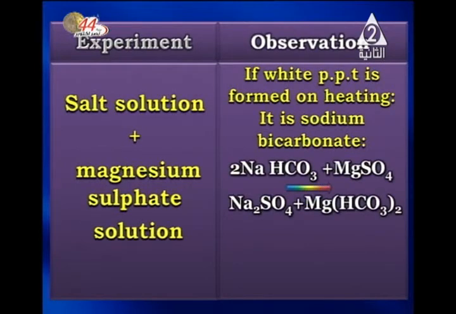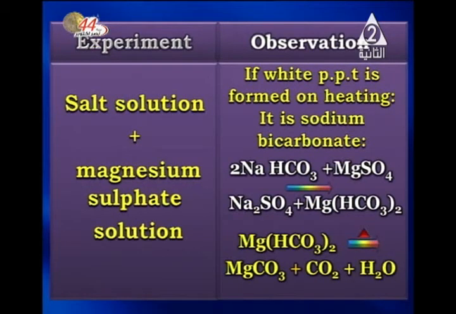As the equation proceeds, sodium bicarbonate reacts with magnesium sulfate. Here it gives sodium sulfate and magnesium bicarbonate. All of them are soluble in water. On heating the solution, it gives white precipitate of magnesium carbonate, and carbon dioxide and water are produced, as the following animation will show.